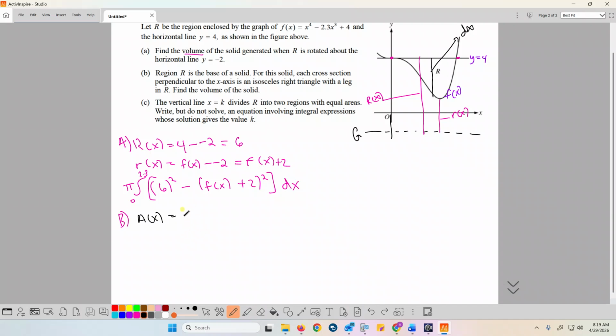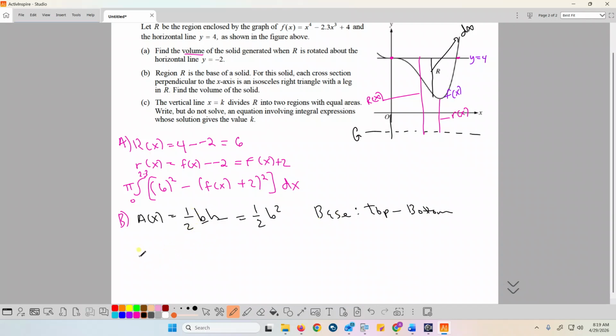Okay, so we know that the area of a right isosceles triangle should be half times base times height, and because it's an isosceles right triangle, these two are the same, base and height, so it's like saying base squared. So I'm going to just write here half times base squared. And remember that in order to find the base, you take the top function minus the bottom function. Our top function is the 4 and our bottom function is f of x. So let's plug that in, right?